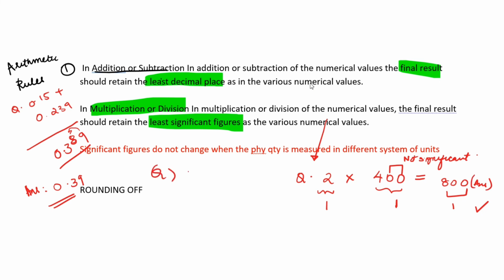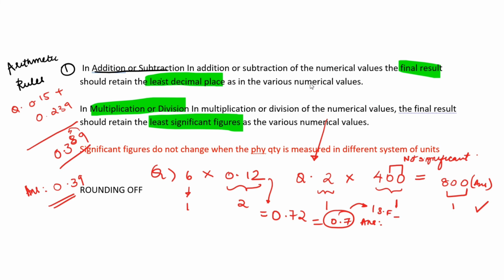Now let's take another question. 6 into 0.12. So 6 has one significant figure. Here you should look at the number of significant figures and not the number of decimal places. Then 0.12 has two significant figures, 1 and 2. So what do we get on multiplying? You will get 0.72. But the final answer should have only one significant figure, so we should round off. So round it off to one decimal place. Just chop off the 2, and you will get 0.7, which has only one significant figure. That is the answer.